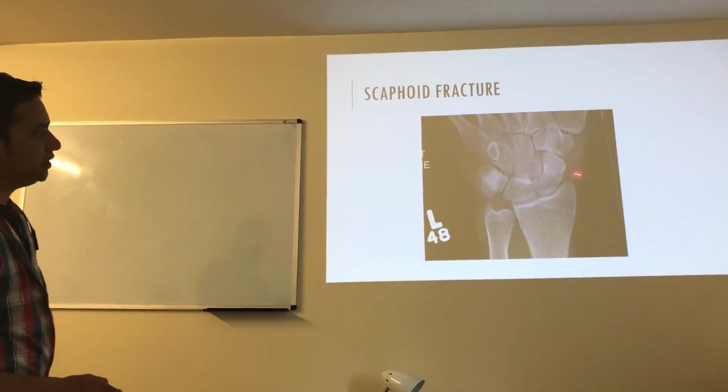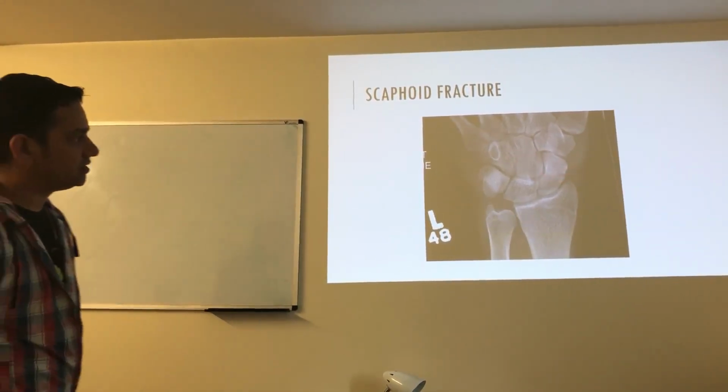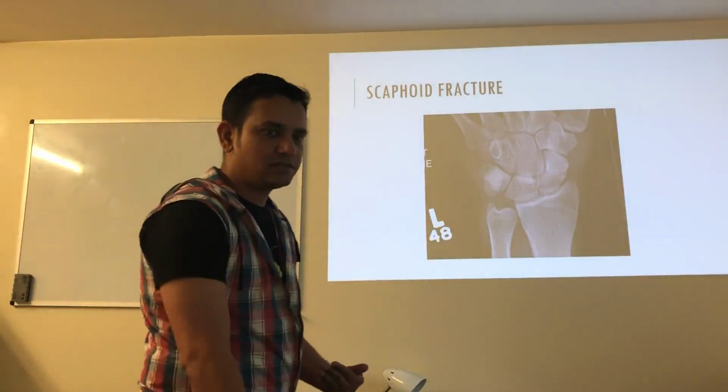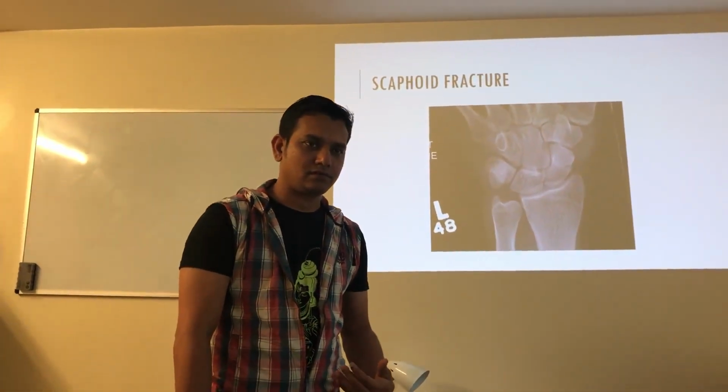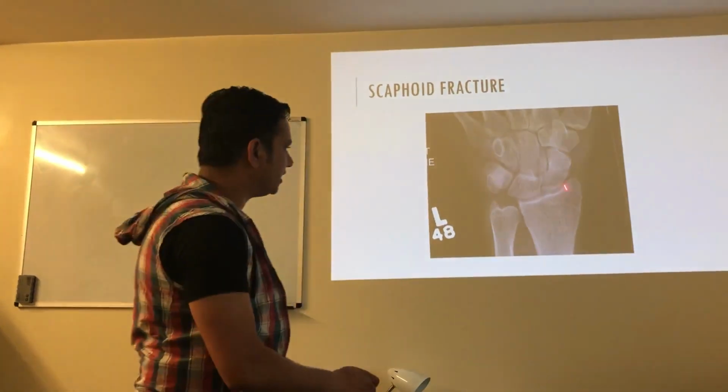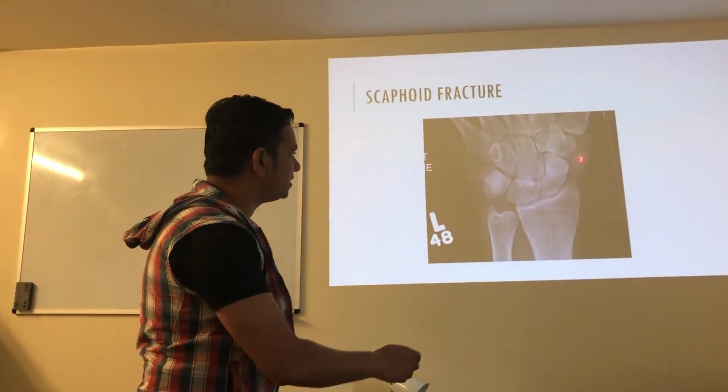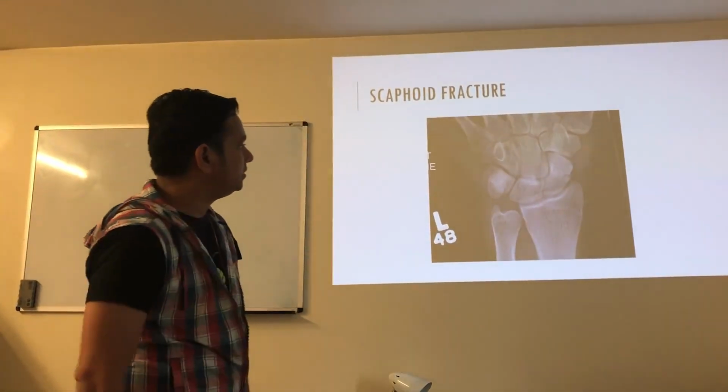Okay, this is the scaphoid fracture. Which part undergoes necrosis? The proximal one. The proximal gets necrosed because the blood supply is this way. Okay?